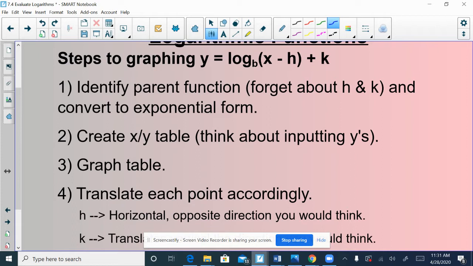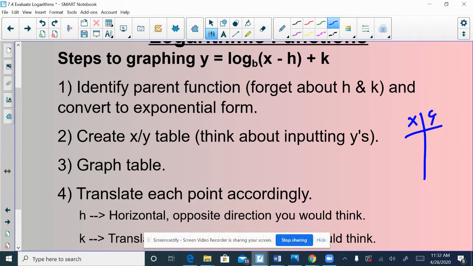Step 2 says to create an XY table. You guys are good at creating XY tables, right? We've done this for years now, or T tables, as they're called. What makes this unique is this is the first time that we're ever going to input the y's instead of the x's. Traditionally, you would make your T table, then input things like -2, -1, 0, 1, and 2 into the x's, plug them in, and see what you get out for y. This is going to be weird because we are going to be putting -2, -1, 0, 1, and 2 in for the y's and solving for x.